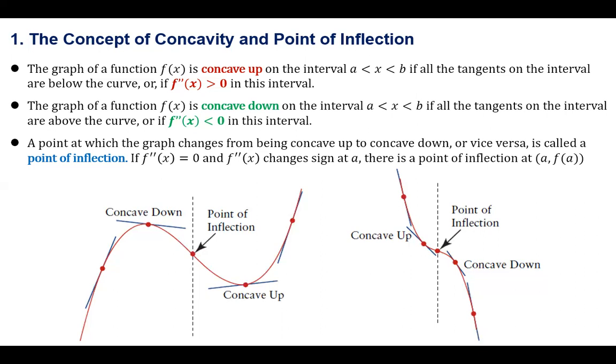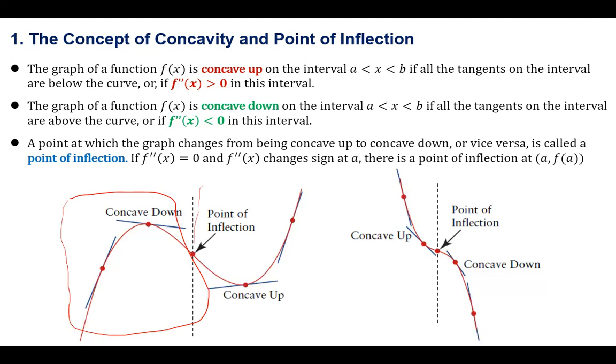So as you can see here, in the left diagram, on the left side of this graph, all of the tangents on this interval are above the curve, right? According to the definition, we say this graph is concave down in this interval.